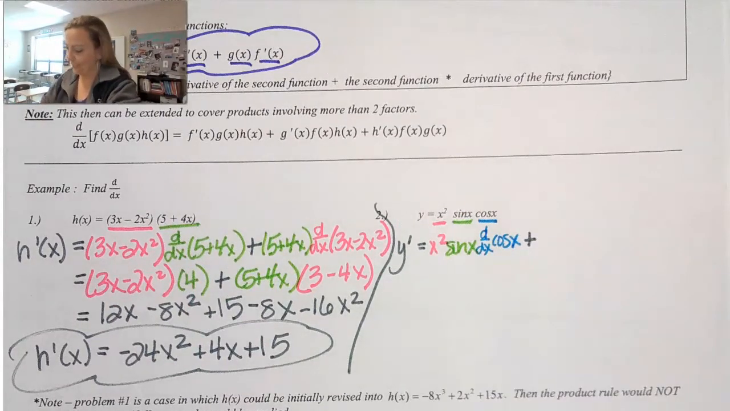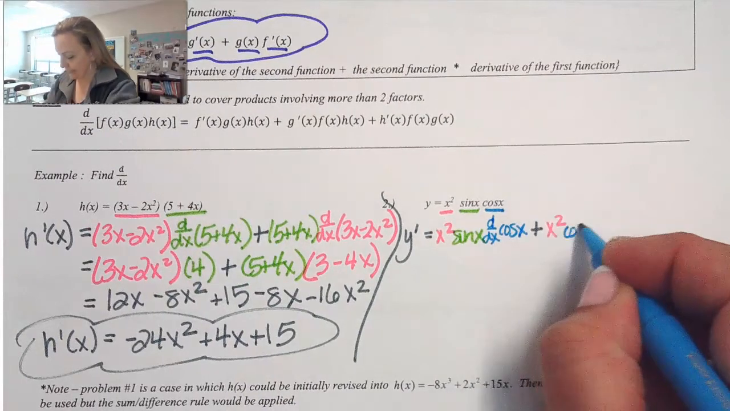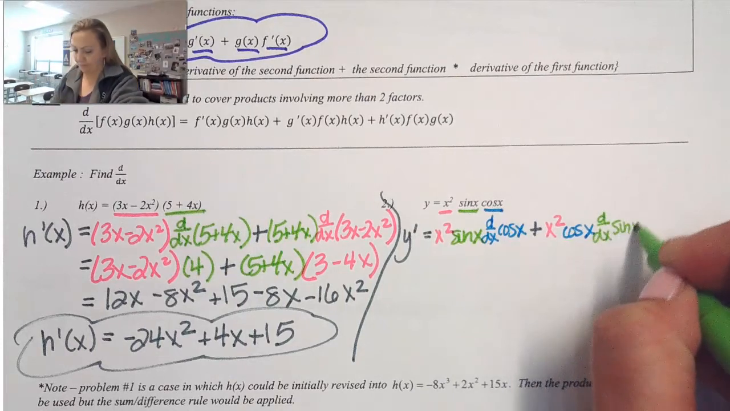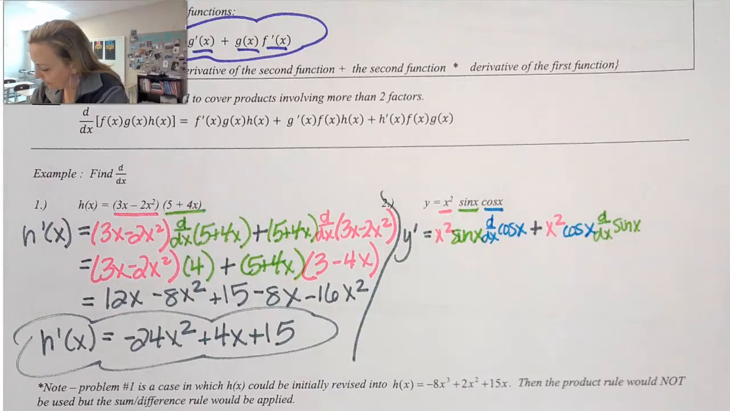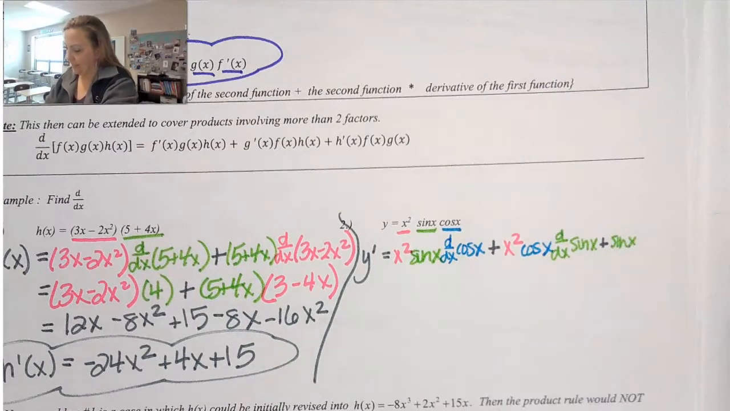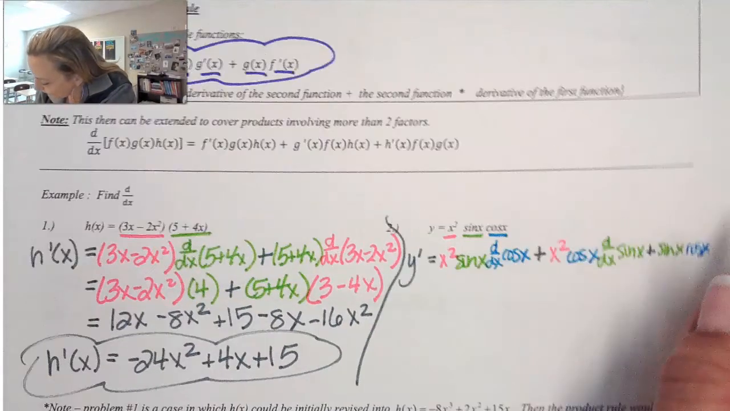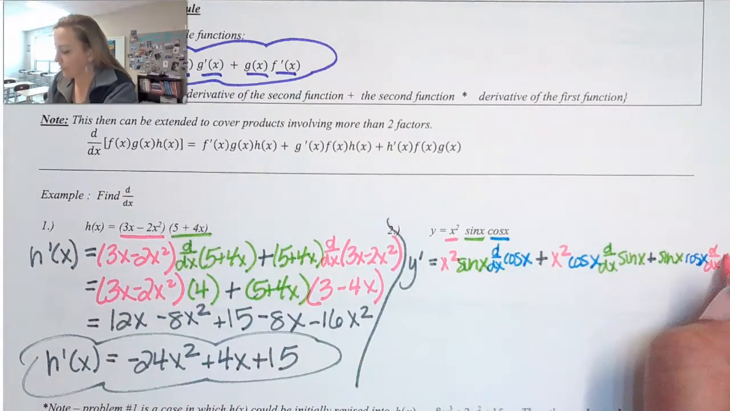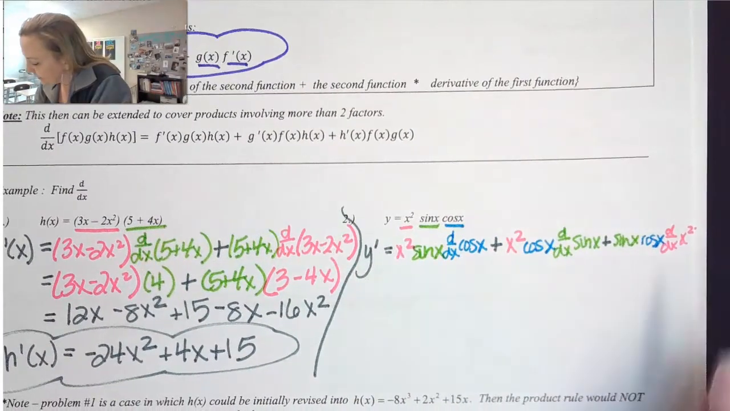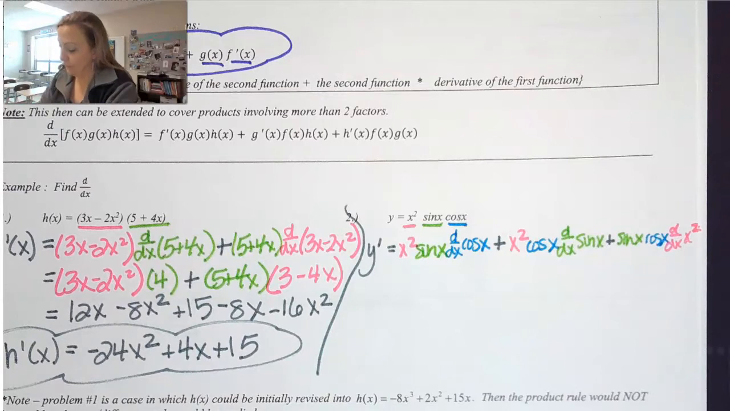And then what we can do is take x squared and cosine of x and multiply by the derivative of the middle function, sine of x. And then we could take the second function, sine of x, the third function, cosine of x, and then multiply by the derivative of the first function, x squared. Sorry, that was a lot of writing. Okay, that's just x squared. So let's find each of those.